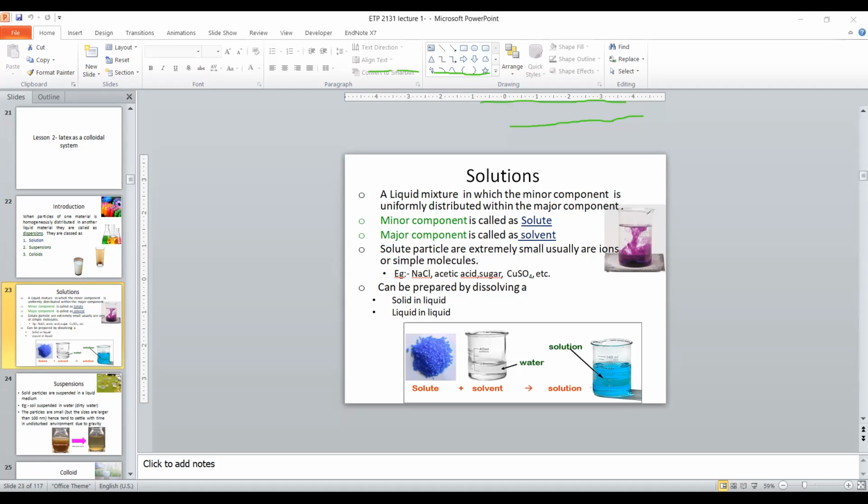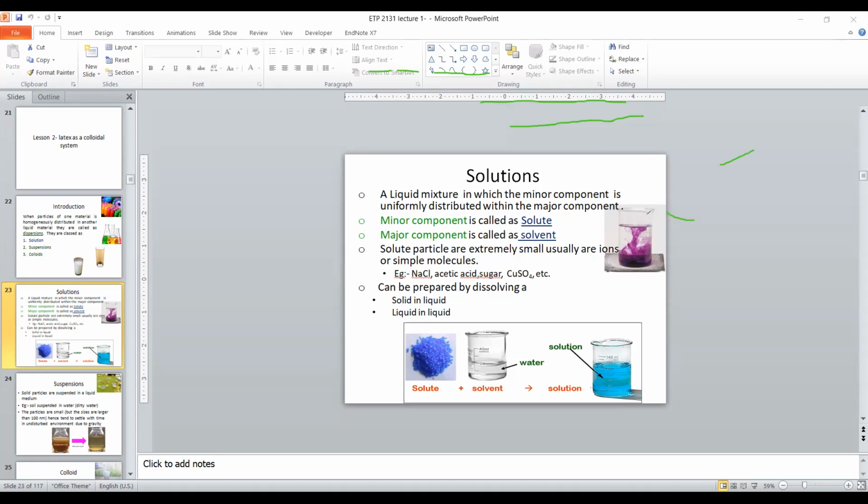Okay, in a solution, something is dissolved inside a big quantity of another material. So this one is solvent, which is in bigger quantities. The one that is being dissolved inside is called solute or the minor component. Okay? තේරුණා නේද?